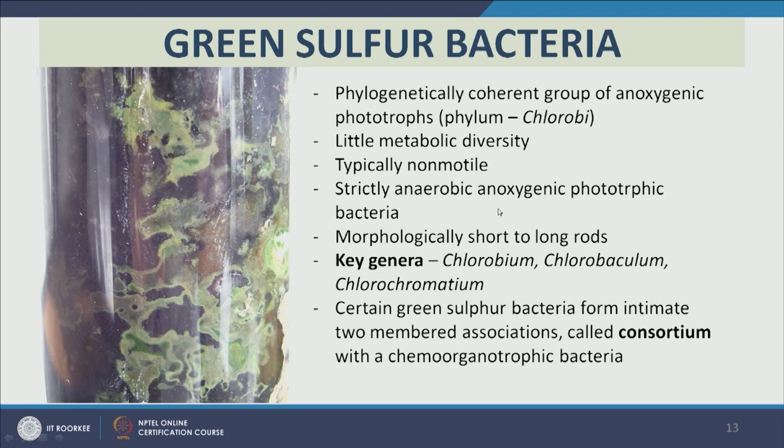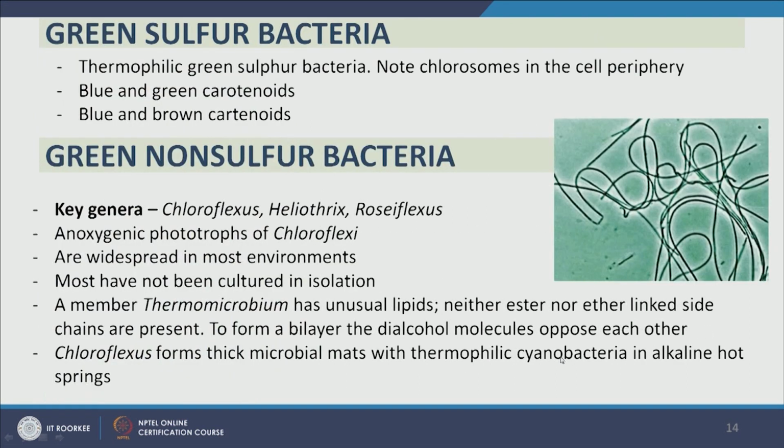Morphologically, they are either short or long rods, so they have the same morphology, and their key genera are Chlorobium, Chlorobaculum, and Chlorochromatium. Certain green sulfur bacteria form an intimate two-member association called a consortium with chemoorganotrophic bacteria, and they share nutrients with each other. Alrighty.